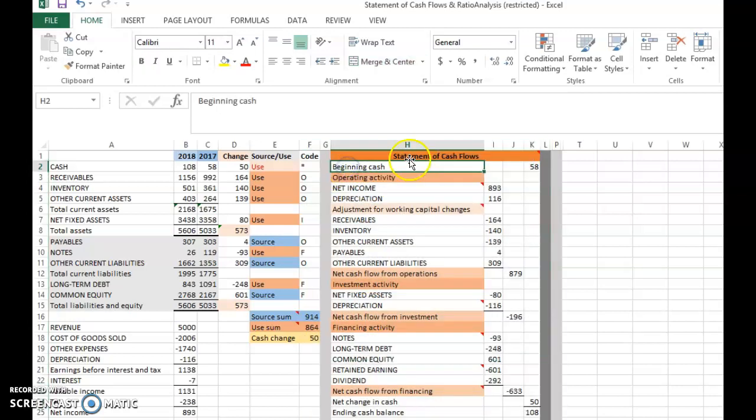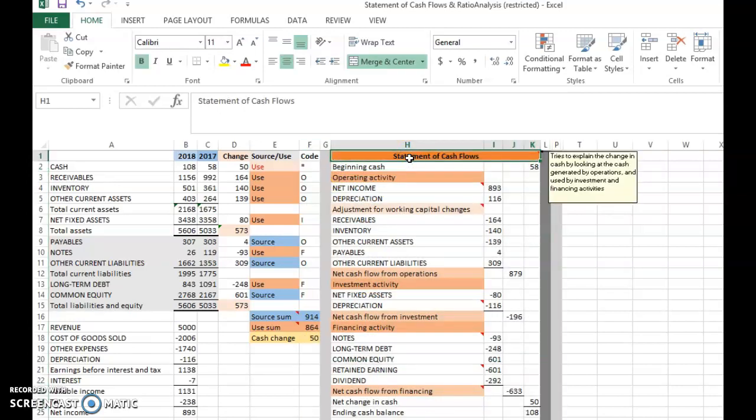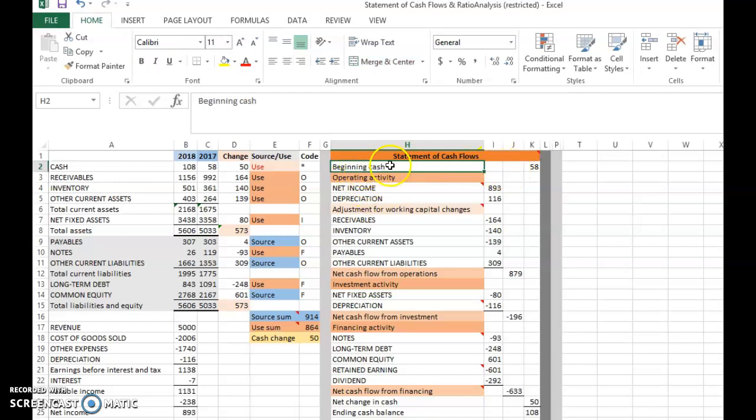Now, this statement of cash flows is made up of, if you like, 3 major parts. The first part, actually ignoring this, is not the first part. You start with the beginning cash. This is the format. The statement of cash flows always starts with the beginning cash. Beginning cash here is the cash balance at the beginning of the year 2018. This beginning cash is also the same as the ending cash balance for 2017. Beginning of this year is the same as the ending of previous year. Therefore, we take this 58 and we write it here.